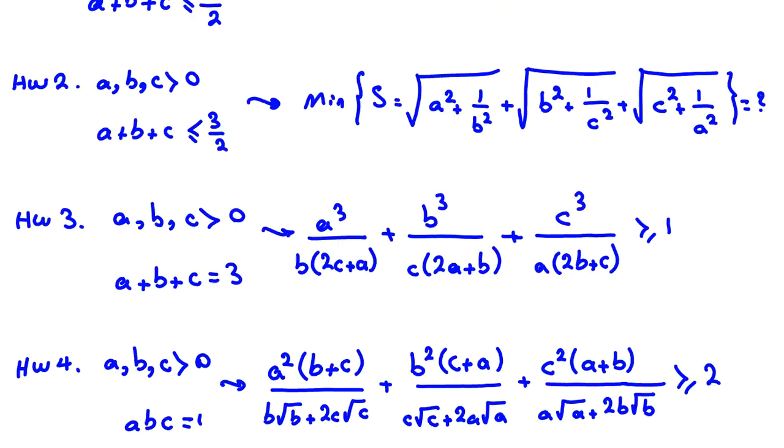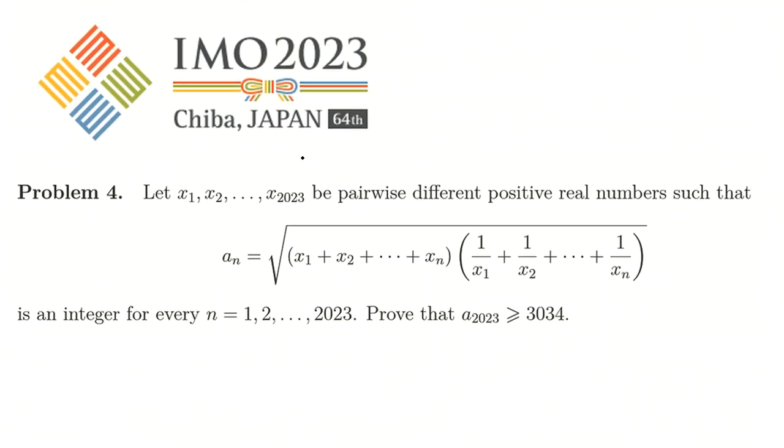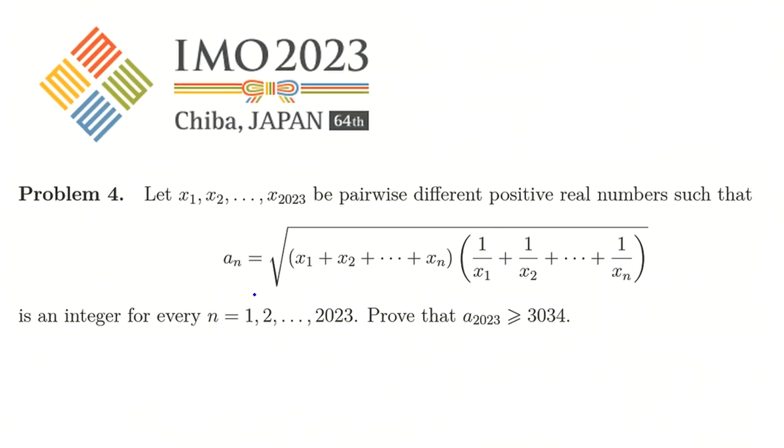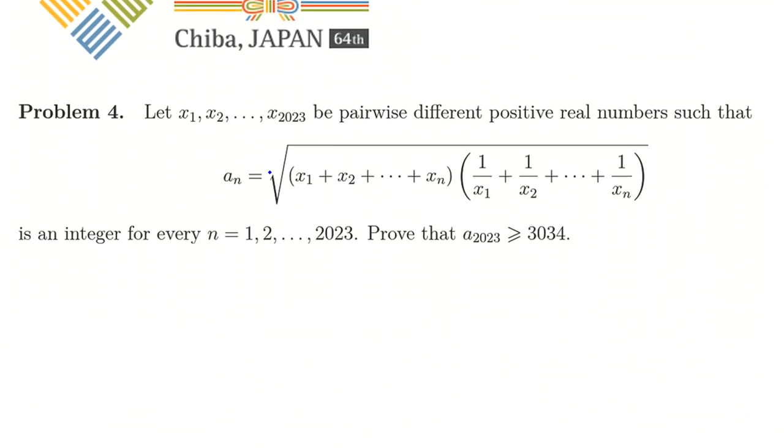So now we are ready to solve our main problem, this IMO problem. Okay, it says let x1, x2 to x2023 be pairwise different positive real numbers such that an equals the square root of (x1 plus to xn) times (1 over x1 plus to 1 over xn), and it says an is an integer for every n equal to 1, 2 to 2023. Prove that a 2023 is at least 3034.